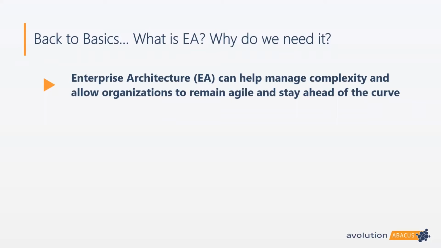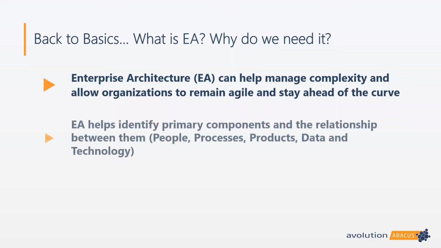Enterprise architecture can help manage this complexity and allow organizations such as the ones that you're at to remain agile and stay ahead of the curve. Let's take a step back. All businesses within all industries are formed of multiple parts, including processes, products, data, people, and technology. These parts need to work together like cogs in a machine in order to create value. But how do we understand how these parts fit together? That is the purpose of enterprise architecture.